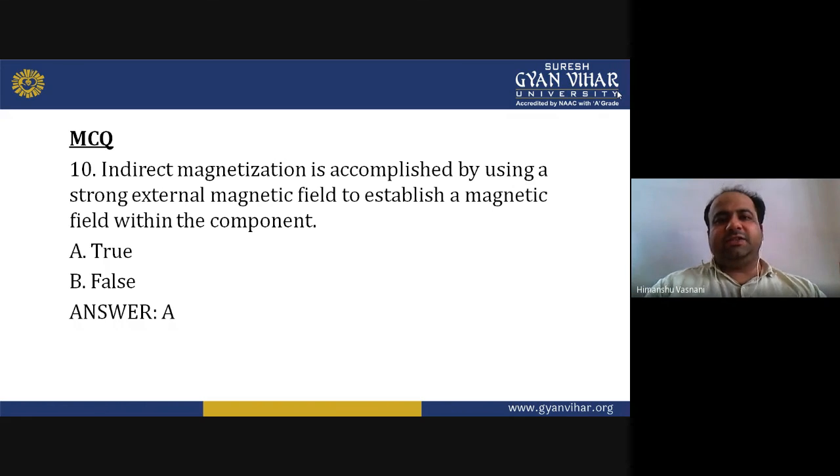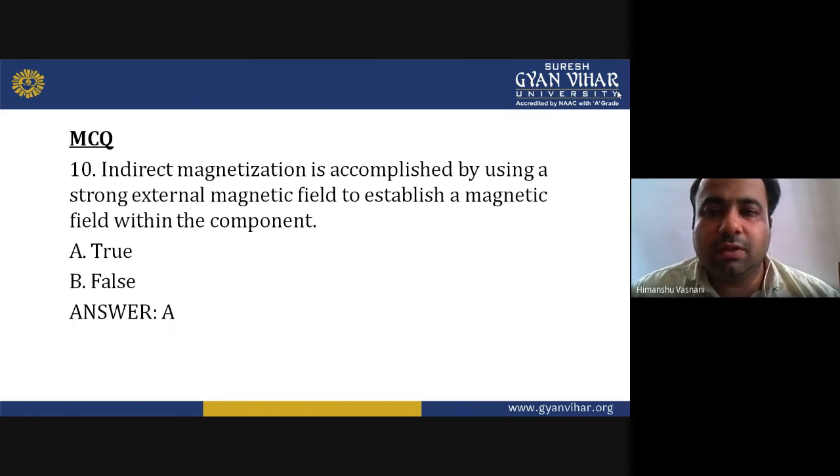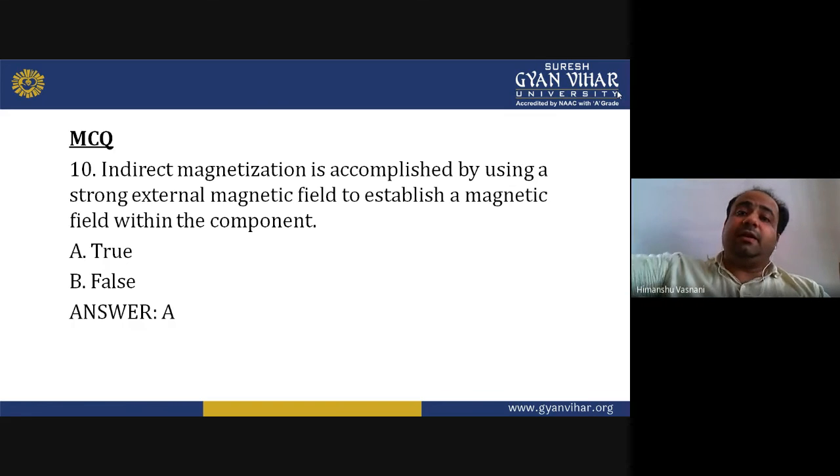Indirect magnetization is accomplished by using a strong external magnetic field to establish a magnetic field within a component. I repeat, understand this statement. Indirect magnetization is accomplished by using a strong external magnetic field to establish a magnetic field within the component. So it is true in this case.